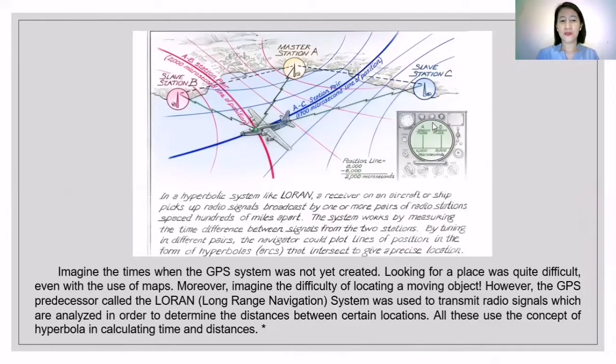However, the GPS predecessor called the LORAN, or Long Range Navigation System, was used to transmit radio signals which are analyzed in order to determine the distances between certain locations. All this uses the concept of hyperbola in calculating time and distances.